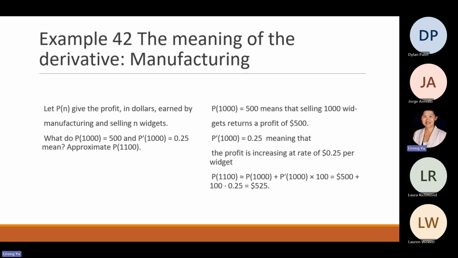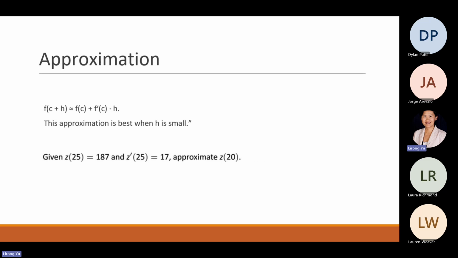All right. So this whole process of comparing P(1000) with P(1100) is giving us the idea that sometimes we can use the derivative as a way to predict what will happen if you make more, what will happen if you make less, that kind of tendency. So one of the usages of the derivative is to do approximation.